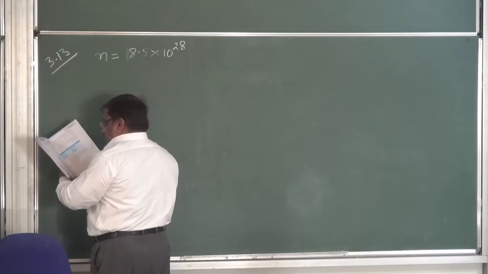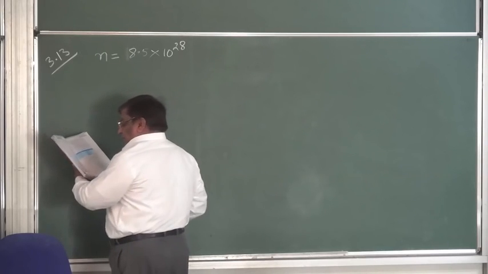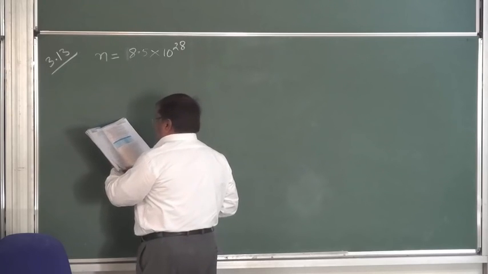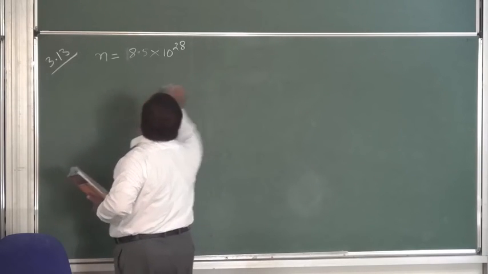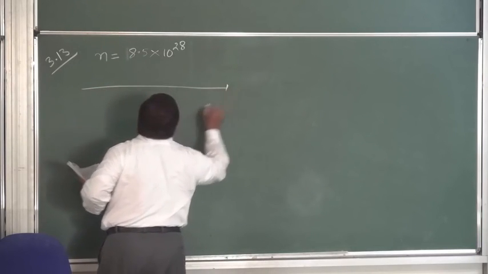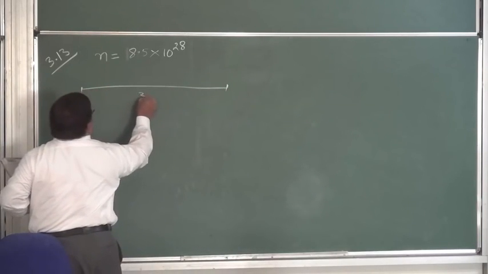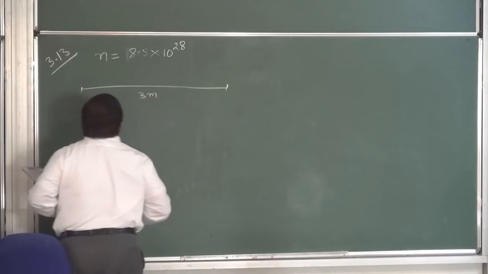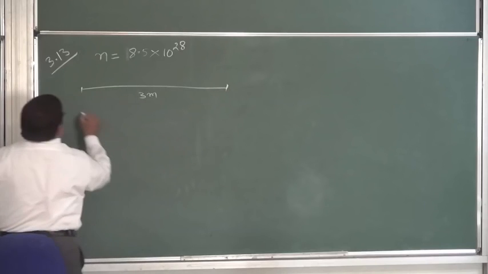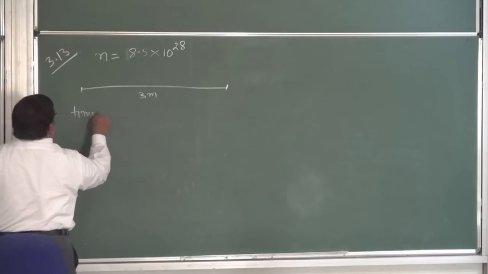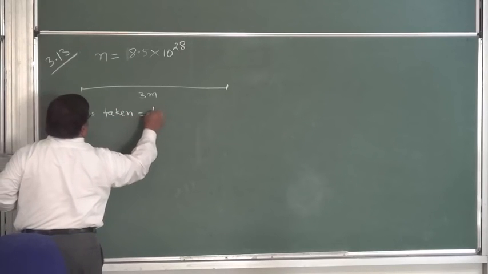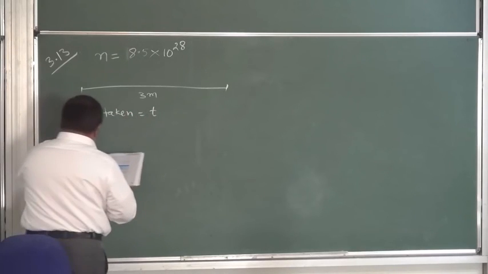How long does an electron take to drift from one end of a wire 3 meter long? There is a wire, this is 3 meter. How long it takes from this point to this point? Time taken is equal to T. Okay.